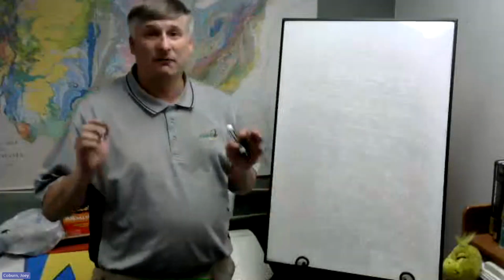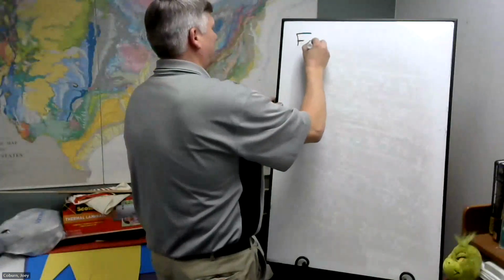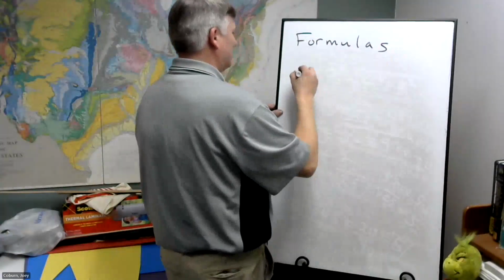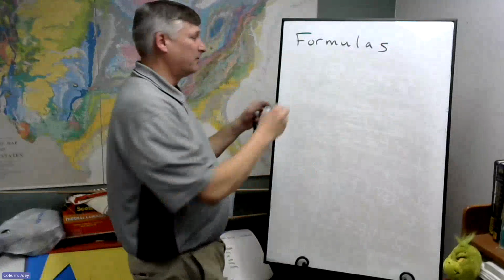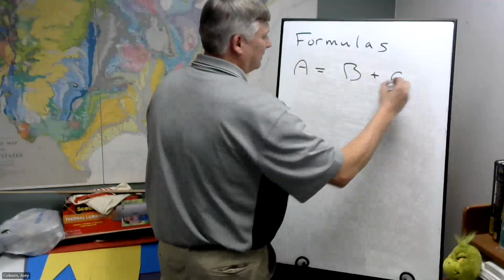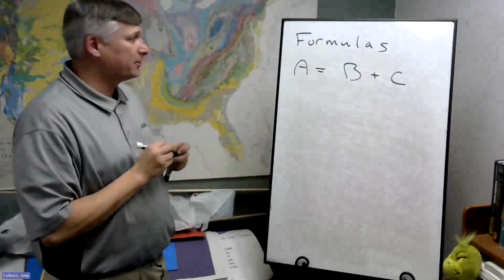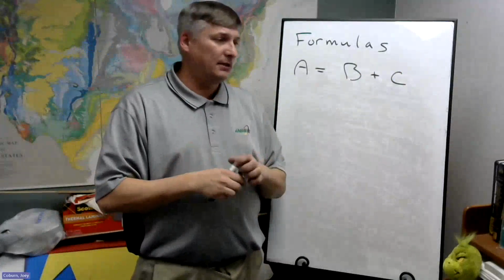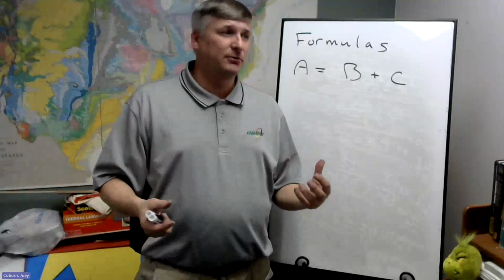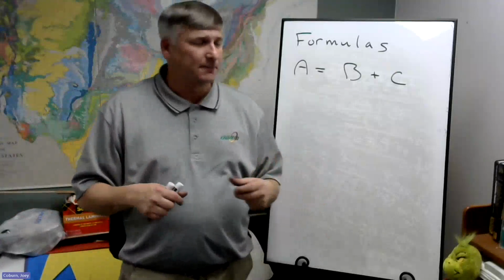So the last thing in this section is formulas. And let me give an example of a formula. Now, when we talk about algebra further on in the chapter, we're going to try to discover the value of variables using very special techniques.